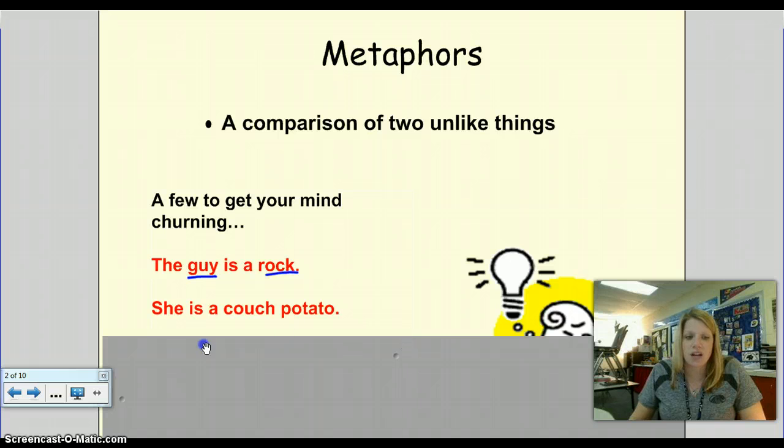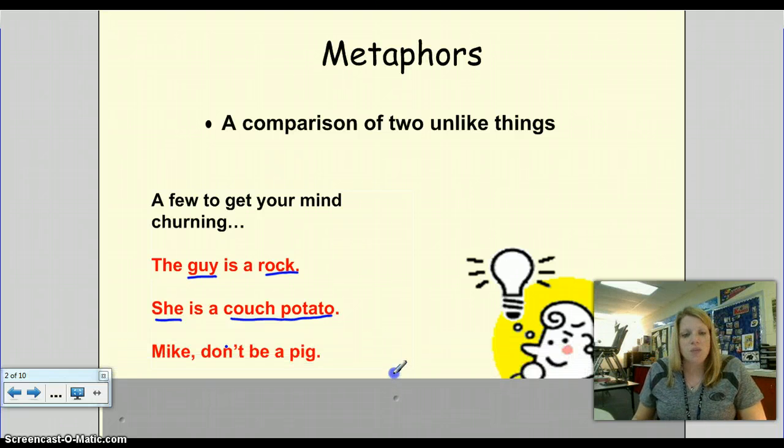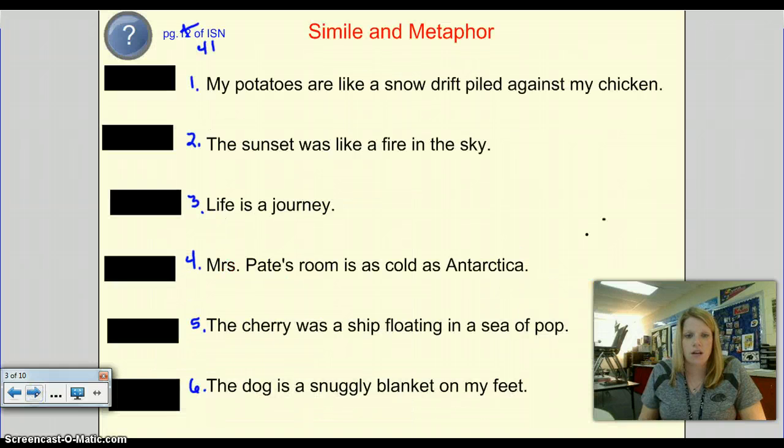She is a couch potato. She is being compared to a couch potato, no like or as. It's a metaphor. Mike, don't be a pig. Mike is being compared to a pig. We're going to skip that.